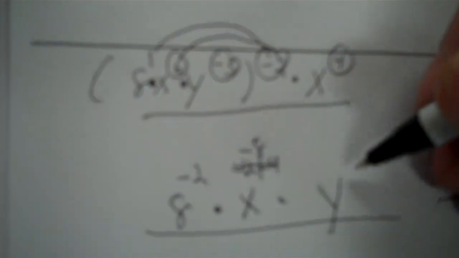Then y, negative 3 times negative 2 is 6. That guy's got to switch, and it becomes 2. That guy's got to switch, so his exponent becomes 8. That guy stays, because he's already got a positive exponent.